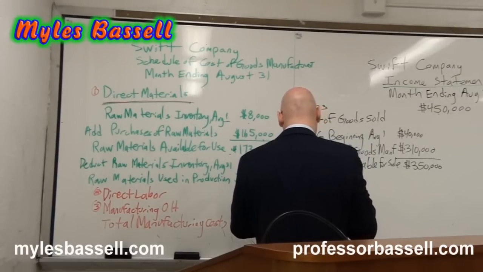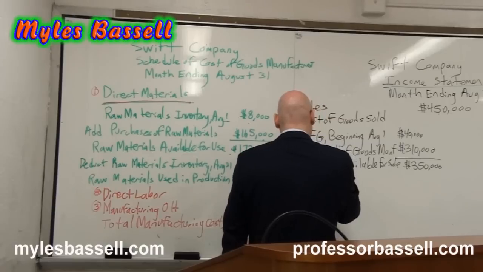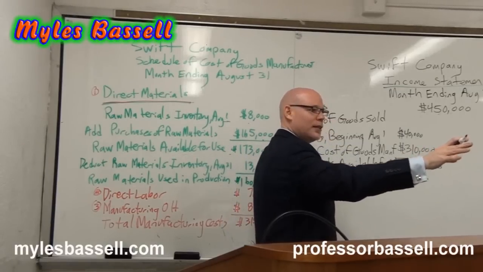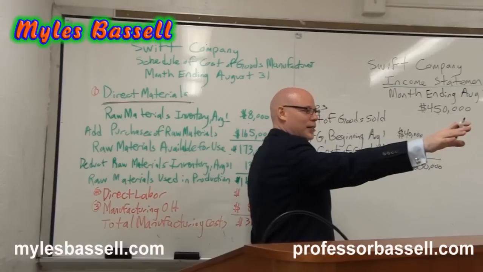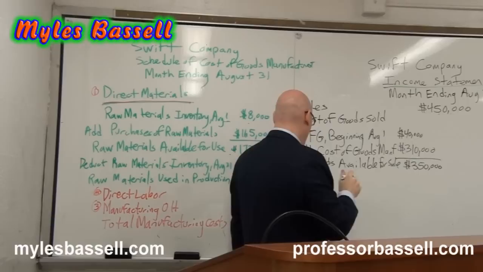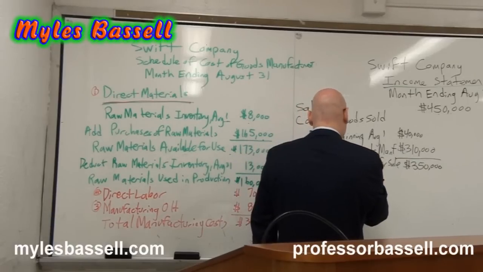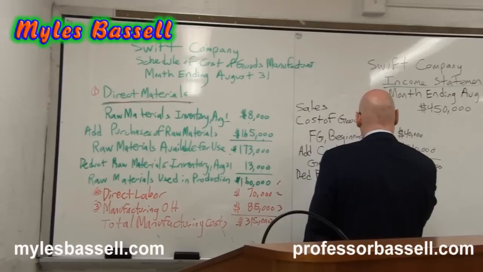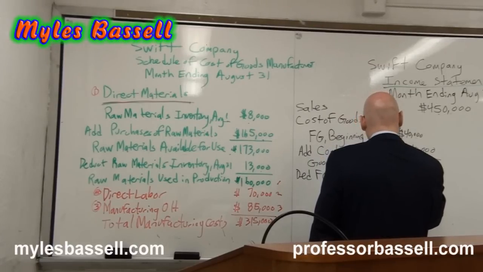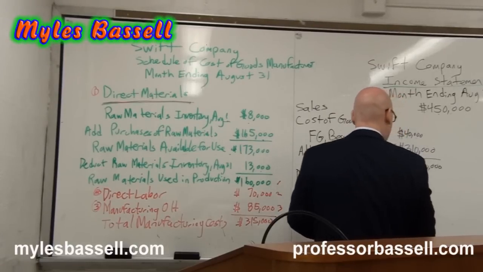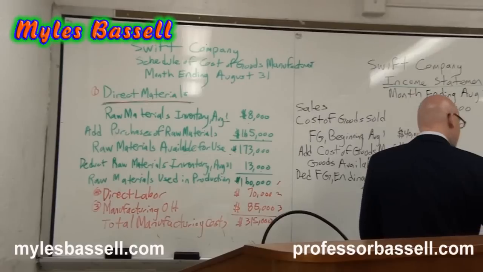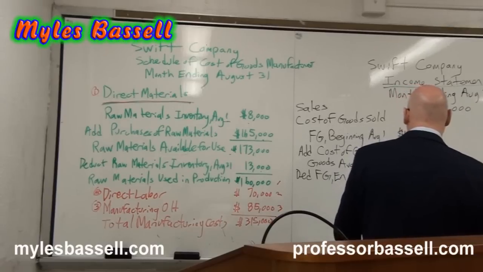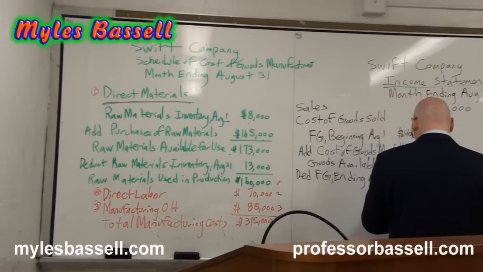Deduct finished goods. Yes, I heard you say deduct finished goods. Yes, go ahead, Elena. So deduct the finished goods, what? Ending inventory. Right. So deduct finished goods ending inventory as of August 31st. And how much is that? 60,000. So they tell us, we're not calculating that, they tell us that the ending finished good inventory is $60,000.